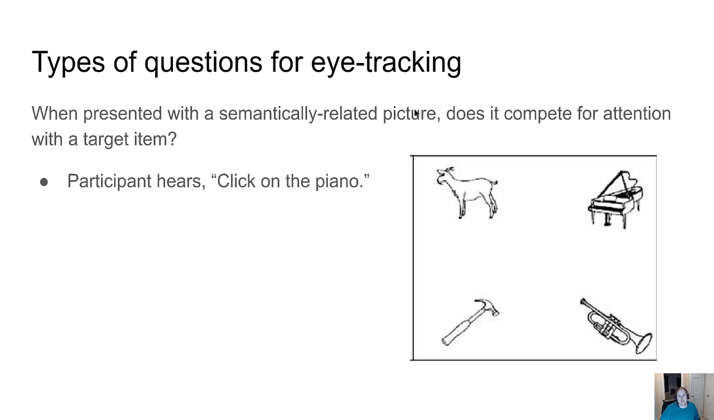So what's happening here is maybe you hear, click on the piano. This is a very typical visual world paradigm procedure. As they go to click on the piano, their eyes are going to flick through the pictures and figure out which one makes the most sense. And it's going to flick between all of them at some point. And then it's going to settle on the one it's going to click on, because you're going to look at what you're going to click on. Your attention is focused on the correct picture, but not immediately, right?